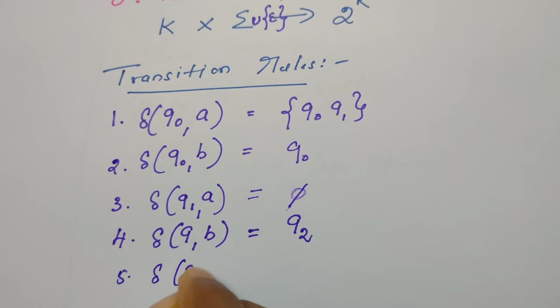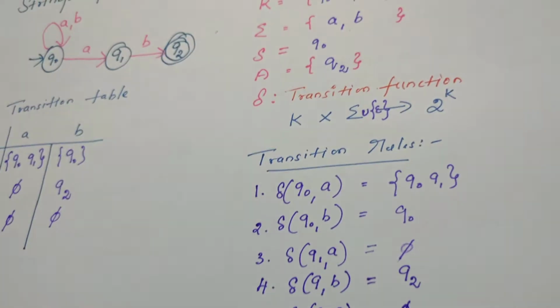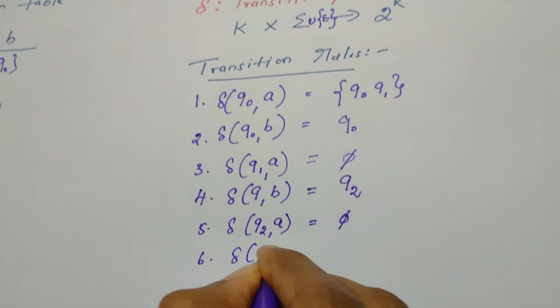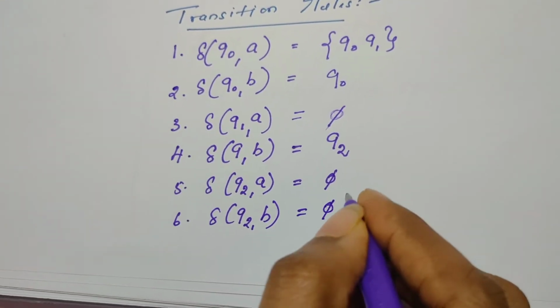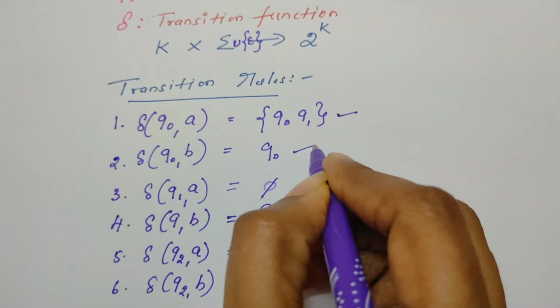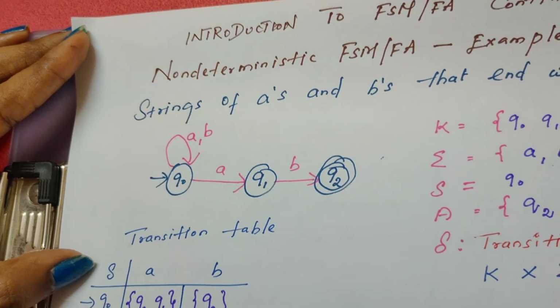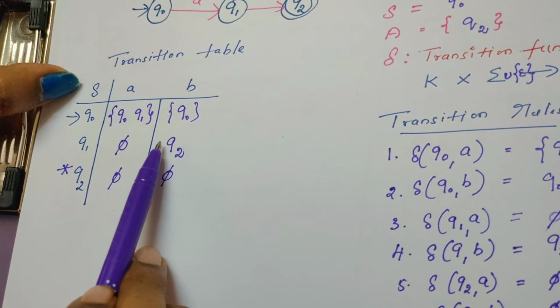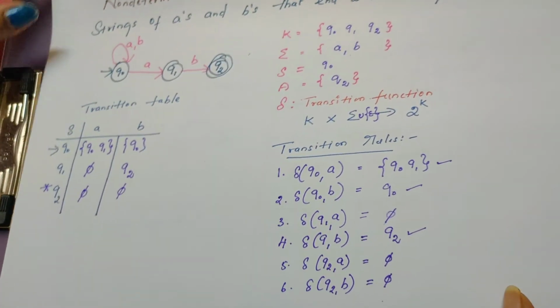From the state Q2, there is no transition on A and there is no transition on B also, which can be given by null, or sometimes we don't need to include these transition rules at all. We can have only these transition rules to define the transition diagram. This transition diagram is equivalent to the transition table, and the transition table is equivalent to the transition rules. All these three things are equivalent to each other.